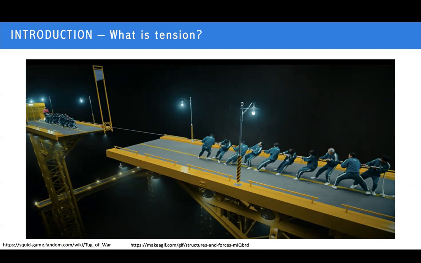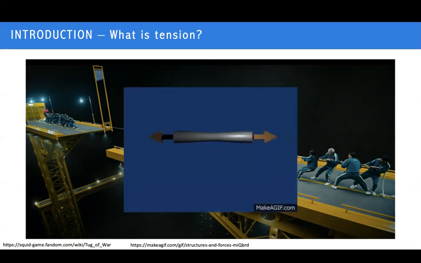When you pull the rope in opposite directions, there will be tension at the center point. So if you can see in this animation, the force is acting in opposite directions, and there will be tension at the center of this rod. Okay, this is about tension. So I think you understand what tension is on the material.